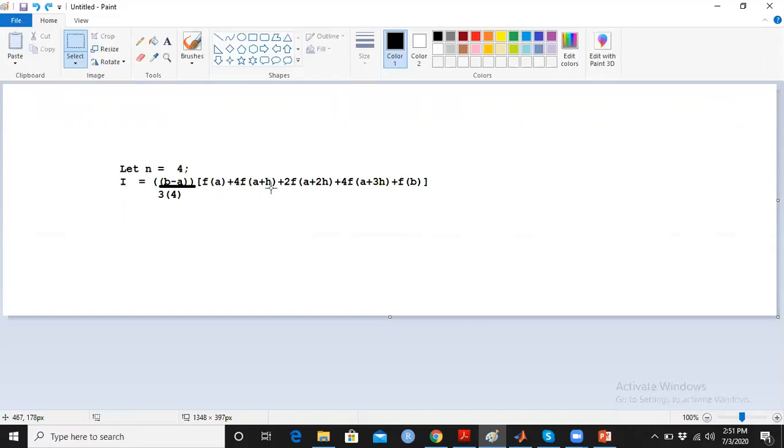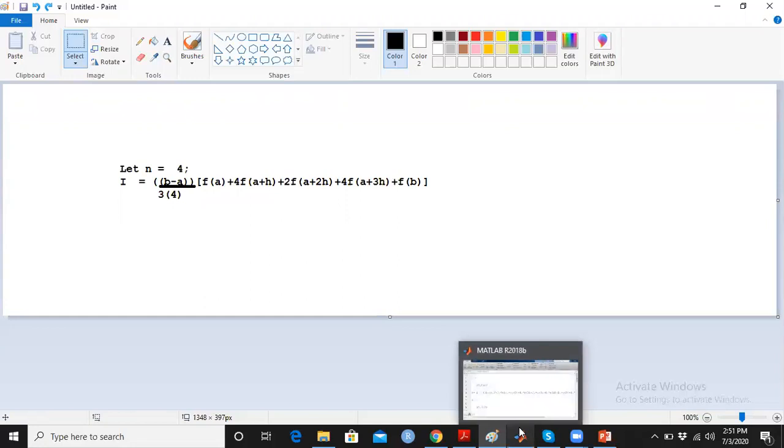Actually, students, just memorize it. This is a quick trick for you: first write all the functional values: f of a, f of a plus h, f of a plus 2h, f of a plus 3h, and f of b. Then keep the coefficients of the first and the last term 1, and then 4, 2, 4. Start with 4, stop at 4. Because n is even, this strategy will hold. This is a very simple trick to memorize the formula.